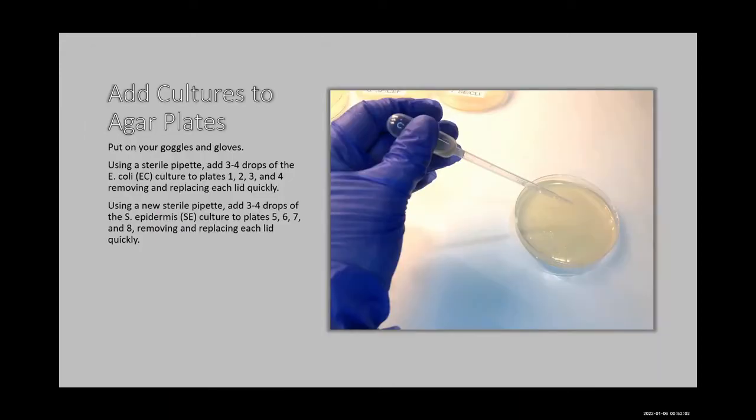Add culture to agar plates. Put on your goggles and gloves. Using a sterile pipette, add 3 to 4 drops of the E. coli culture to plates 1, 2, 3, and 4, removing and replacing each lid quickly.